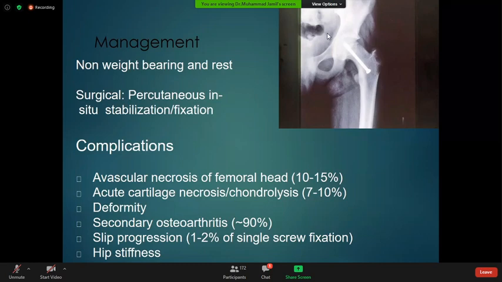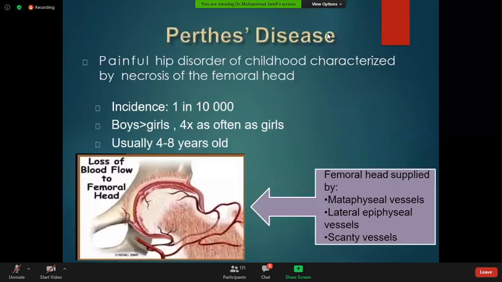Secondary osteoarthritis, up to 90%. These patients can develop osteoarthritis early in comparison to other patients. Slip progression occurs in 1 to 2% with single screw fixation. If you apply a single screw, there is a 1 to 2% chance that the slip will progress. And another thing is hip stiffness.